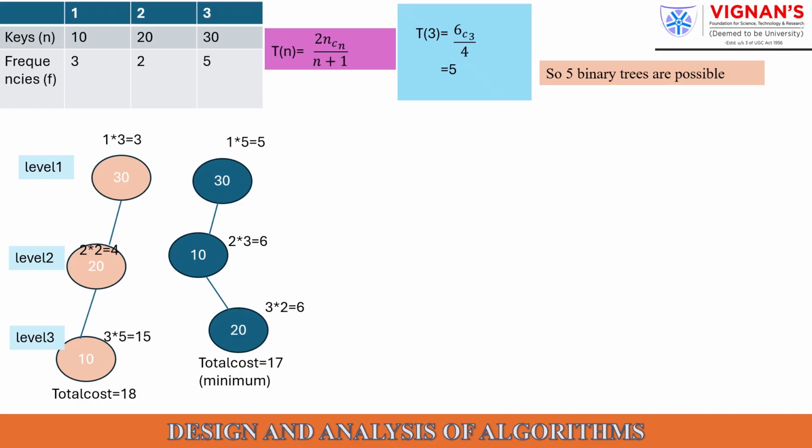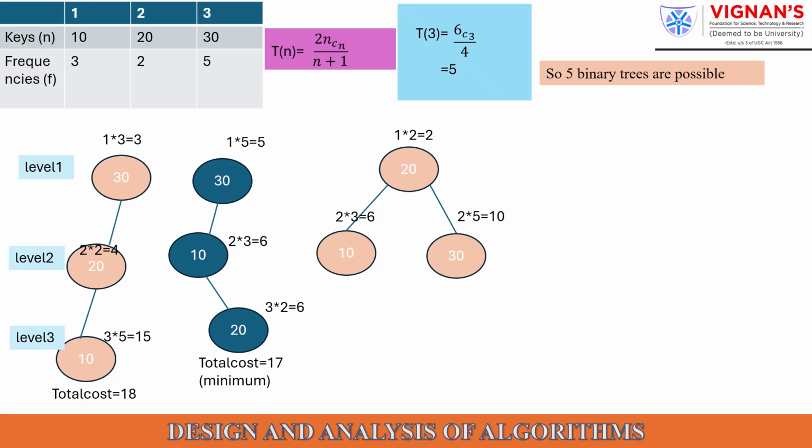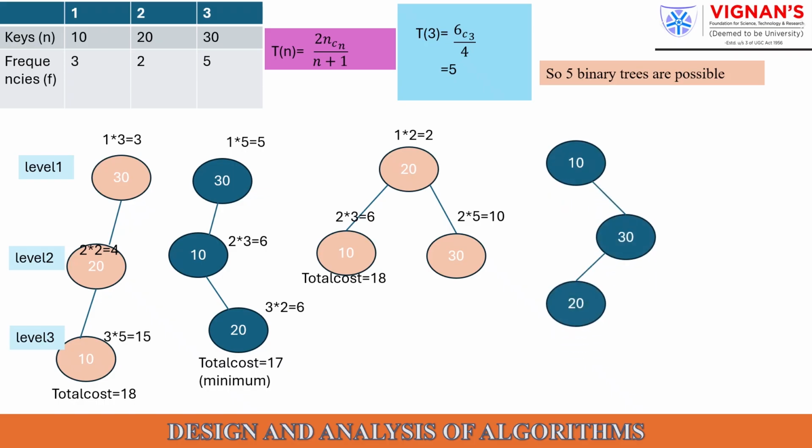Tree 3 explanation. In the third tree, key 20 is the root, with keys 10 and 30 at level 2. The total cost is 1 into 2 plus 2 into 3 plus 2 into 5, which gives 18. Tree 4 explanation. In the fourth tree, key 10 is at level 1, key 30 at level 2, and key 20 at level 3. The total cost becomes 19.